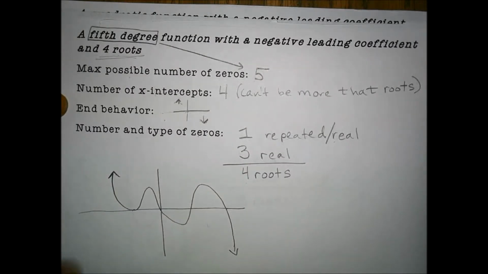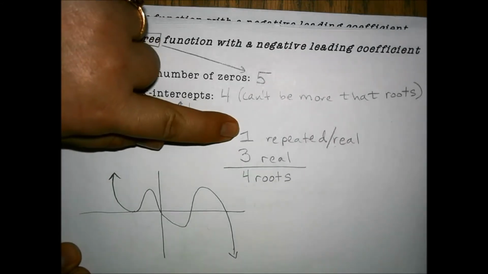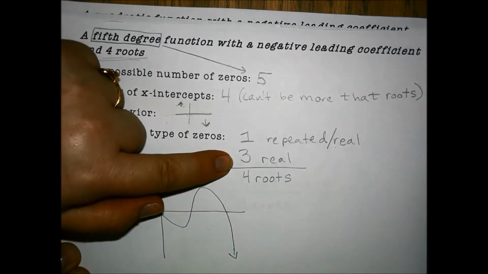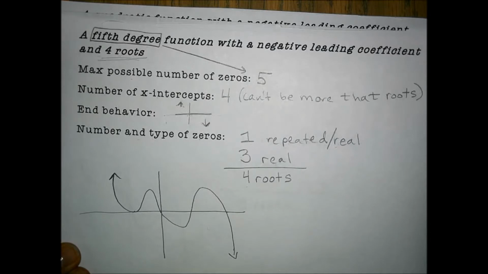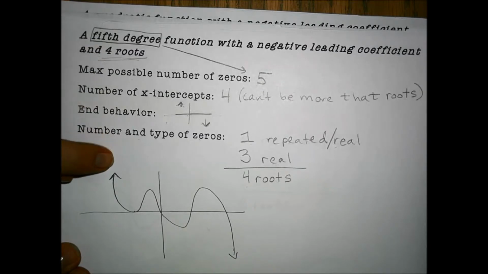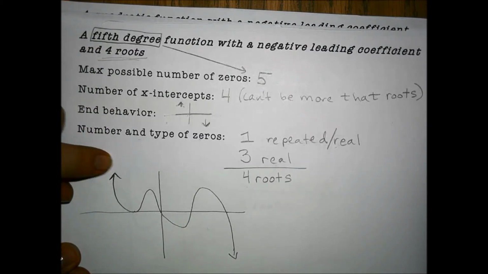And the number and type of zeros will be 1 repeated, indicated by 1 less root than the degree, and then the rest can be real. So that leaves 3 reals, 4 roots. But let me show you how you can tell that this is actually a 5th degree picture, but only has 4 roots. Let's talk factors.